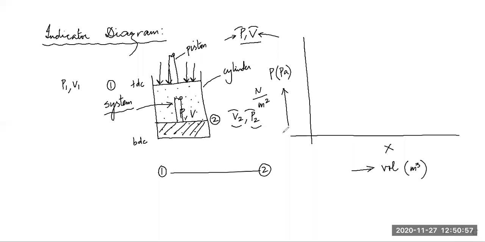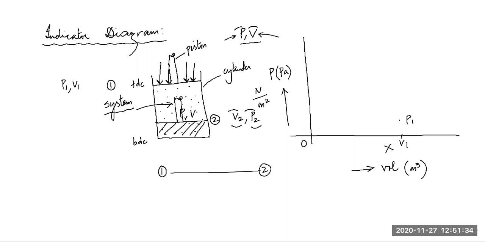And this representation of the process on the graph is known as an indicator diagram. It is very important for automobile engineers, who should have knowledge of thermodynamics to be good automobile engineers. So now this is my origin. Here I have taken P, here I have taken volume. Let me first represent state 1. State 1 is, let's say, volume V1 and pressure P1.